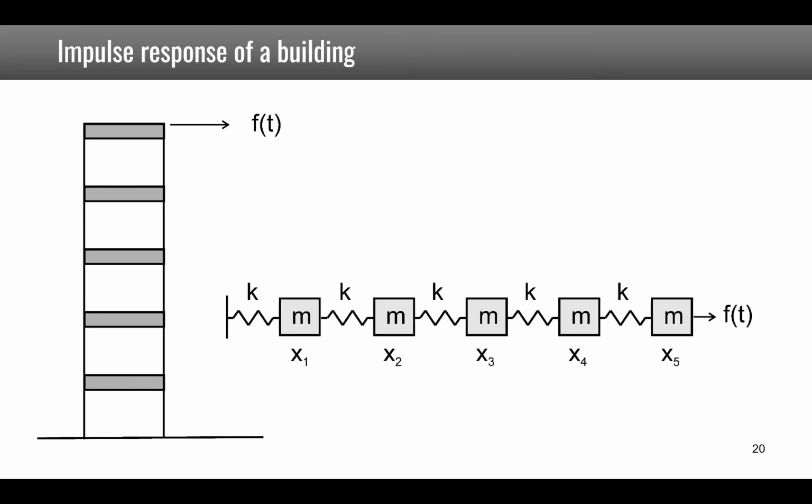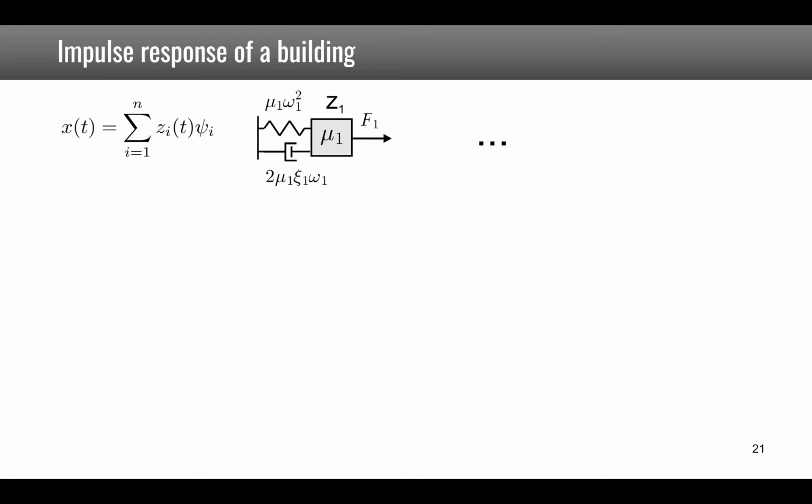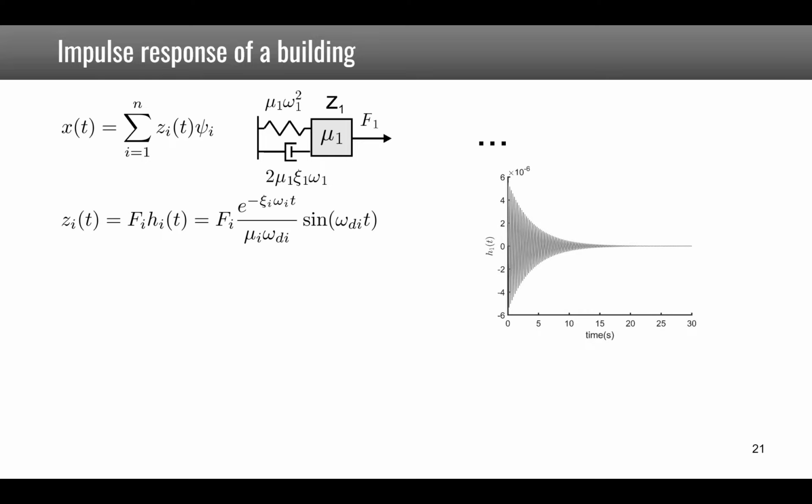We can also look at the impulse response of the building due to a force at the top. So for the impulse response, again, we consider the system as a combination of damped single degree of freedom systems. Therefore, we know that the impulse response of these is given by this following expression.